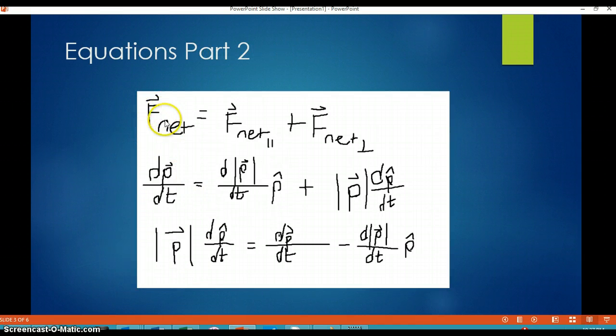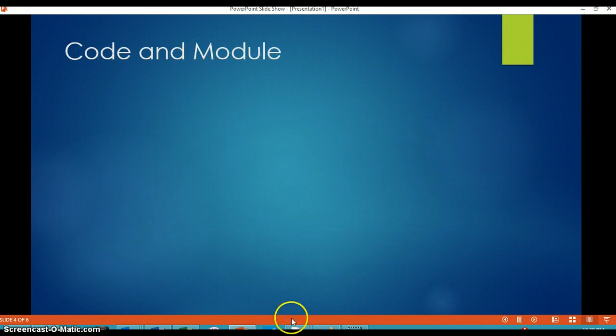Here we have F net broken down into its two components, F net parallel plus F net perpendicular. And since F net is equal to dp/dt, we can set dp/dt equal to F net parallel plus F net perpendicular. So dp/dt is equal to d|p|/dt times the direction vector p-hat plus the speed times the change in the direction divided by the change in time. This one represents parallel because it's a change in speed, and perpendicular is represented by this because it's a change in direction. This equation right here, we just solved for the F net perpendicular, because that is later used in our code. Let's go over to the code now.